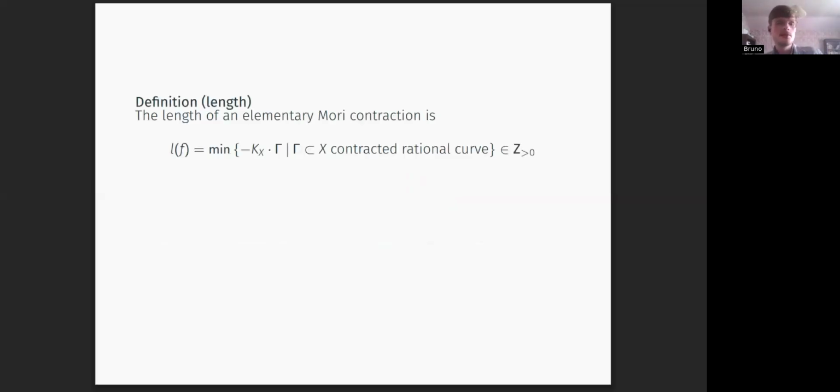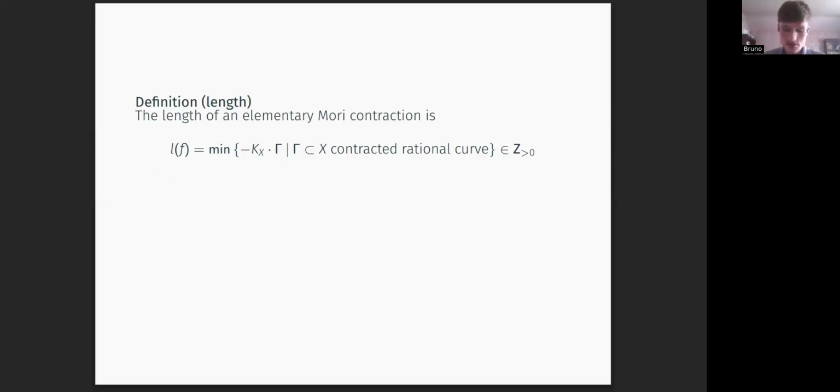So now the numerical invariant that I need, the length. And this use of the word length has a geometric meaning, as you will see. The length of F is defined as the minimum that the anti-canonical class of X, minus Kx, can have on the contracted rational curves. So that's a positive natural number, right? Since minus Kx is relatively ample, this can only be a positive integer. Okay, and this numerical value in a way tells us how far the contracted ray is from being positive.